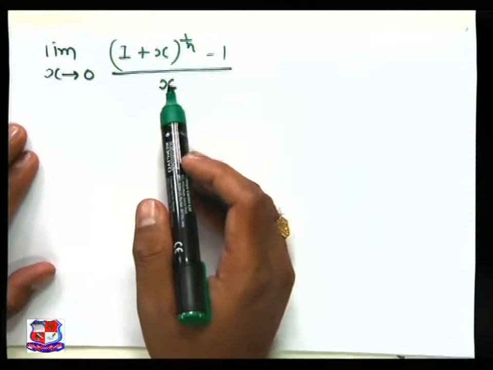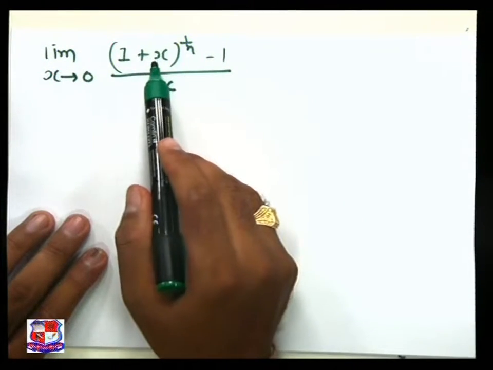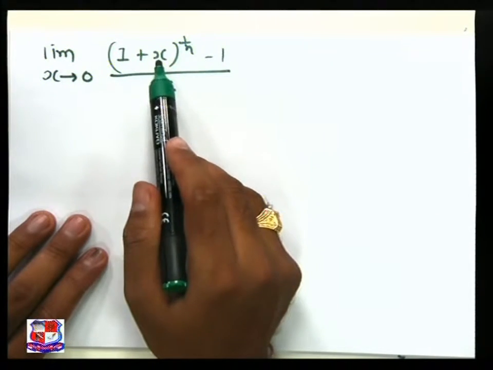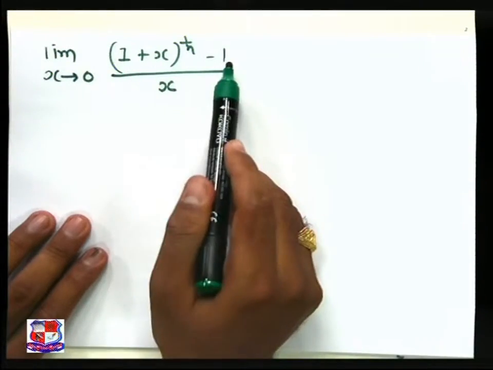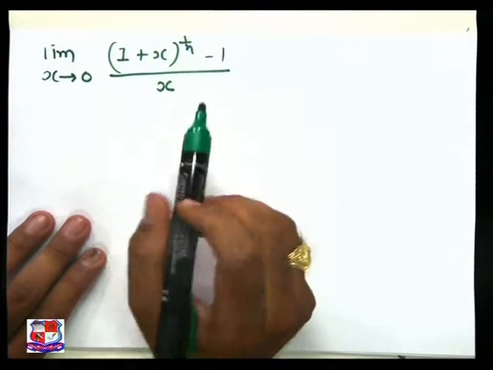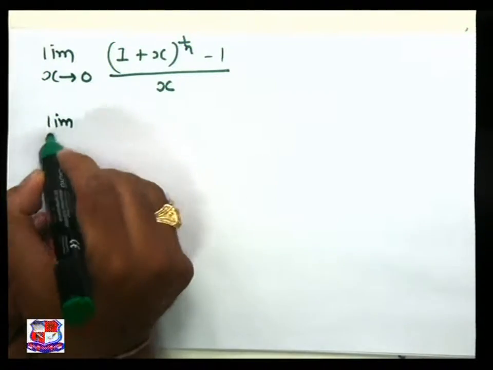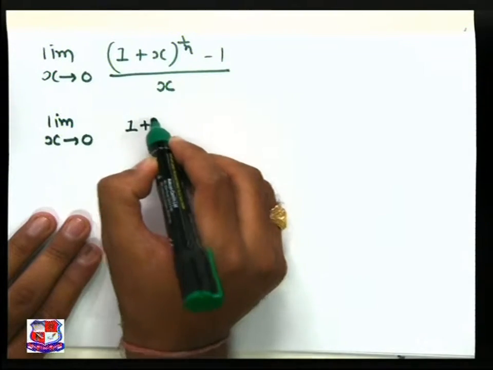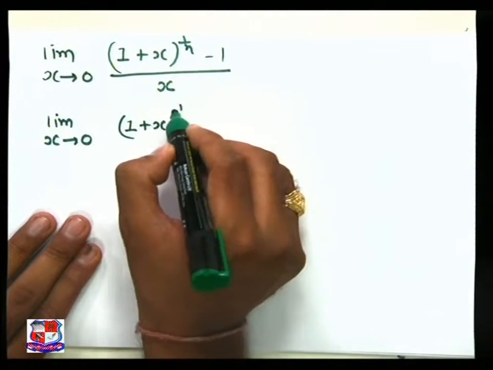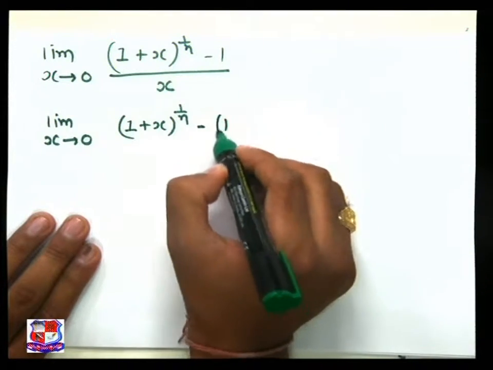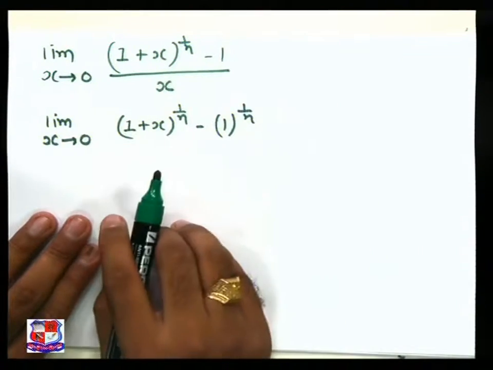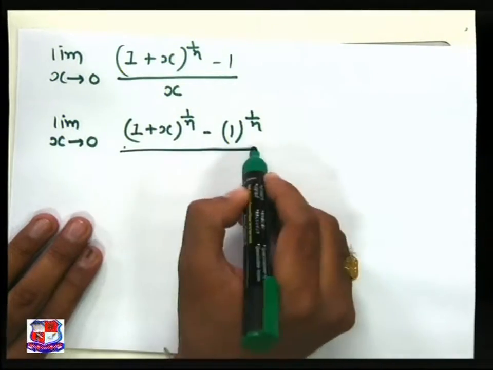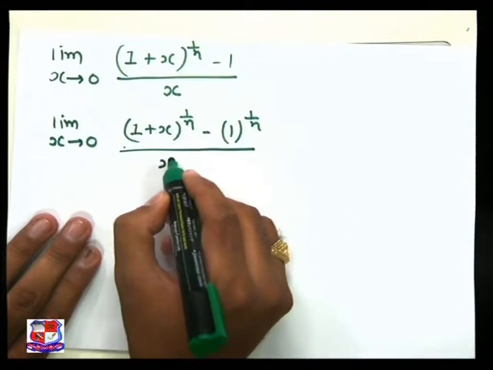So our first step is to use the same power as a, and if we use the same power as a, then we want to divide with the without-power term. So this is our first step. So we can write here limit x tends to 0, here (1 plus x) raised to 1 upon n minus 1 upon n. So we write it, and then use divide by x as it is.